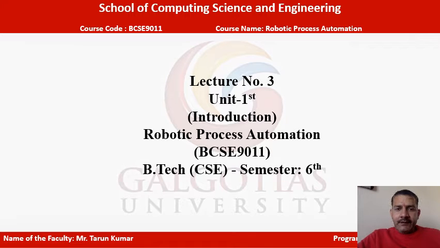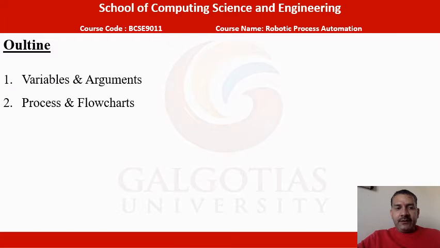This is the third lecture of our series on this subject, robotic process automation. In the previous two lectures, we have already discussed the basics of RPA, and the second one was the control statements, or control structures, or decision structures. In this lecture, we will discuss variables and arguments, process and flowcharts.